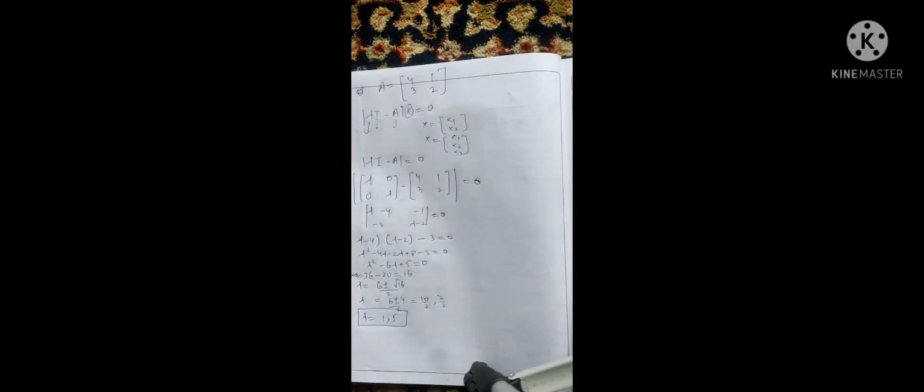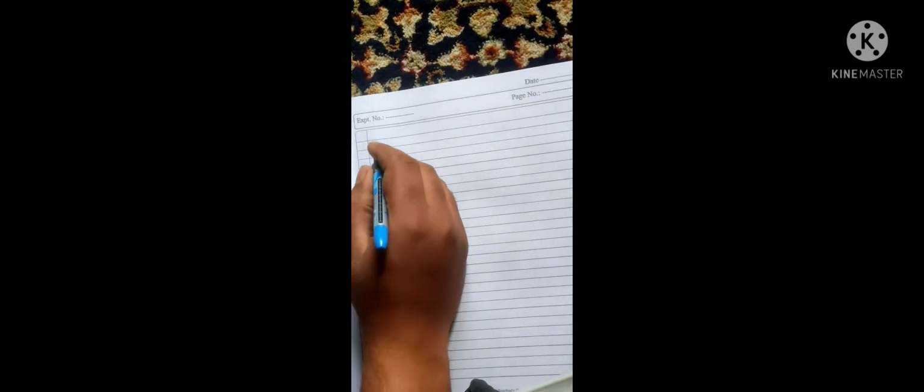Okay, now we have two eigenvalues, that is 1 and 5. Now for each eigenvalue we will find its corresponding eigenvector. So first we will find an eigenvector for the eigenvalue 1, then 5. So let's find the eigenvector for the eigenvalue 1. So we have lambda is equal to 1.